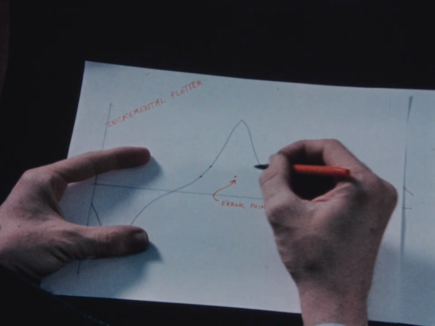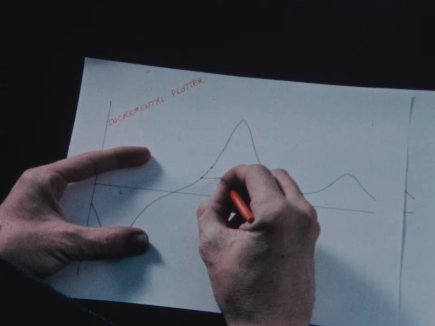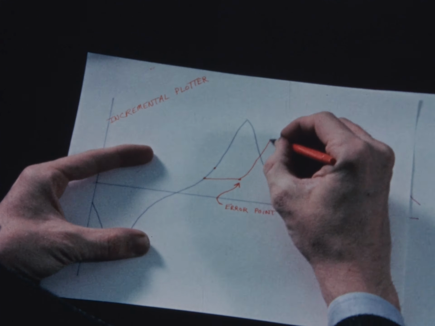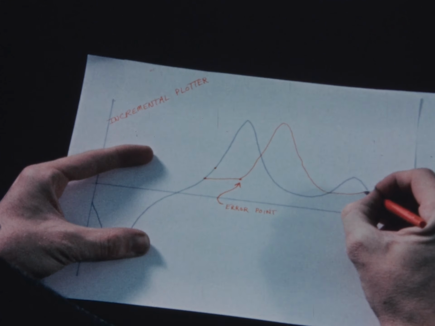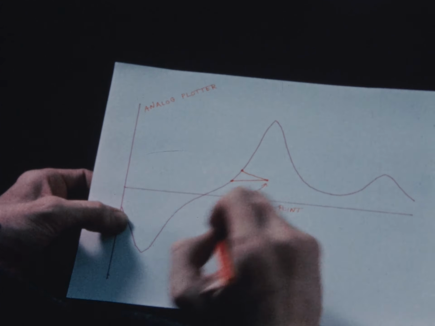Occasionally, the computer will transmit a bit error. When an incremental plotter receives such an error, the rest of the plot will contain the same error. But in our analog plotting system, coordinates are absolute, not relative, and so full recovery occurs after such an error.